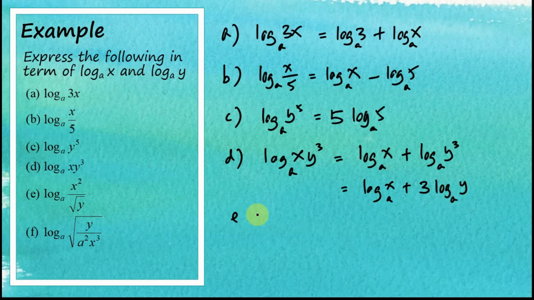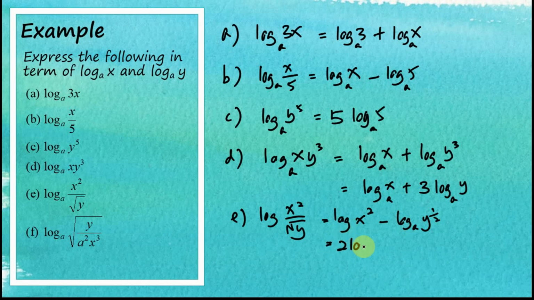So E, we have log x squared over square root of y base a. So this is equal to log x squared, and division becomes subtraction, minus log y base a. And we know that square root is equal to the power of 1 over 2, and then by using the power law, we can shift this 2 and this half in front of the log. So it becomes 2 log x base a minus 1 over 2 log y base a.